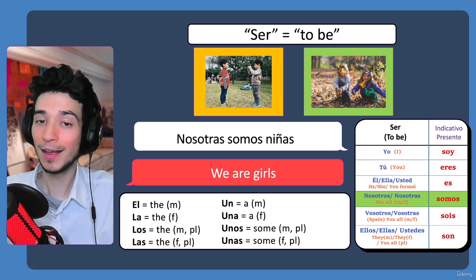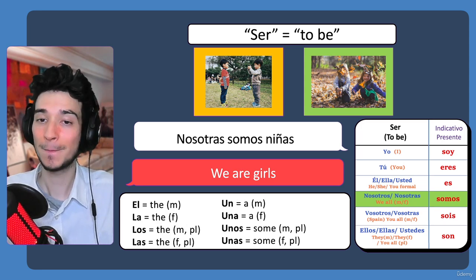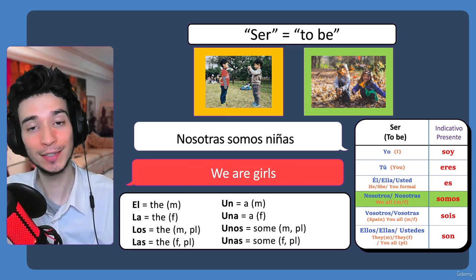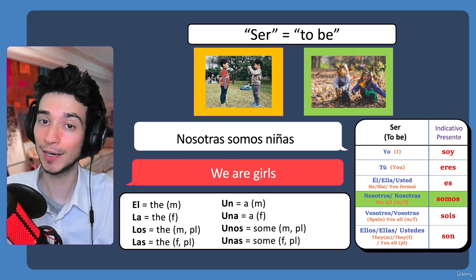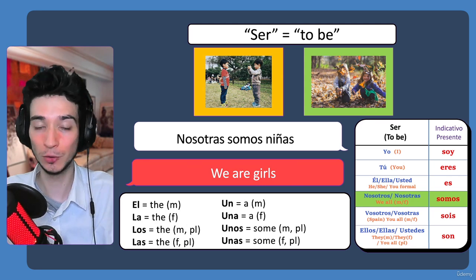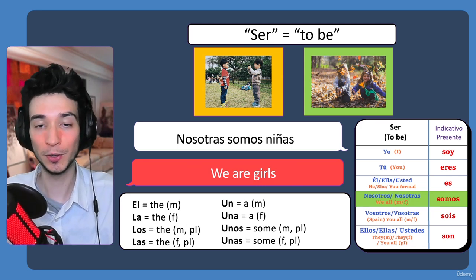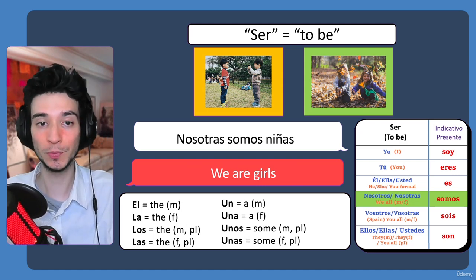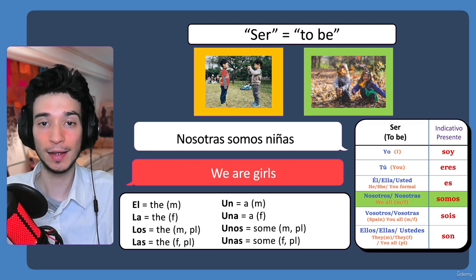The next one, nosotras somos niñas. So nosotras is we all, but female. Somos niñas, are girls. So if all of them are girls, you say nosotras somos niñas. If you add one boy into their group, now it becomes nosotros somos niños, because eventually everything becomes kids. So now it's nosotros, because masculine takes precedence when it comes to mixed genders. And the next one.